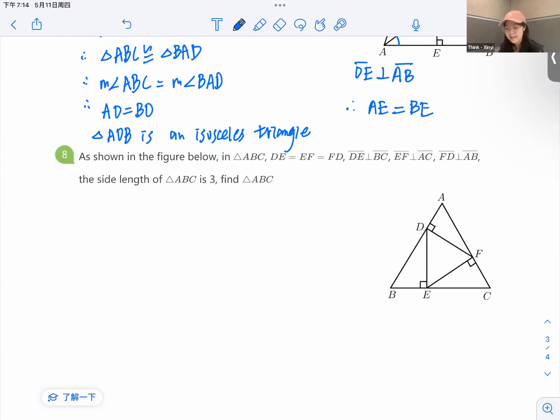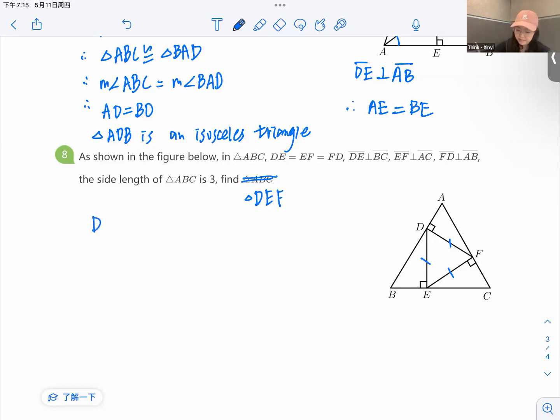So as shown in the figure below, in the triangle ABC, we have DE equals to EF equals to FD, and we have DE perpendicular to BC, EF perpendicular to AC, and FD perpendicular to AB. The side lengths of the triangle ABC is 3. So AB equals to BC equals to CA equals to 3. We need to find, so here it's not triangle ABC, okay? I corrected it into triangle DEF. So let's see.